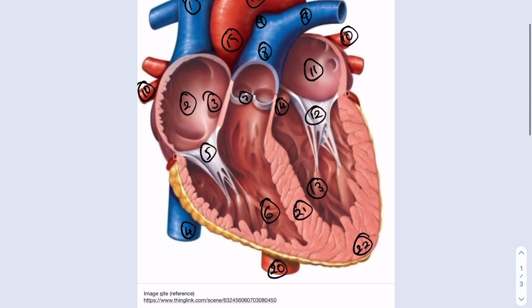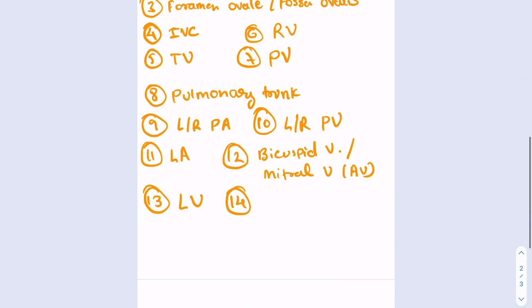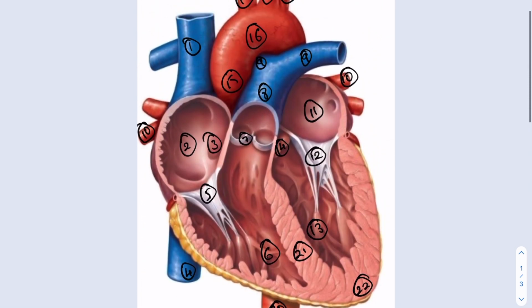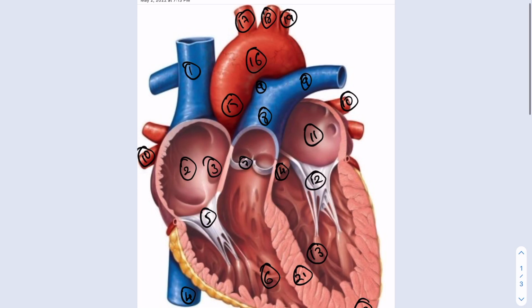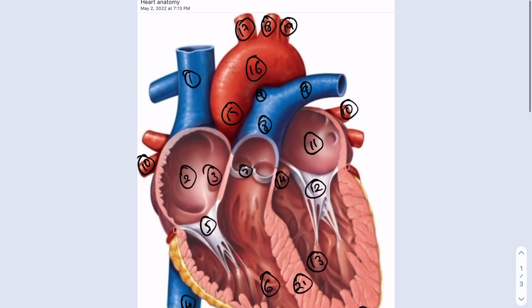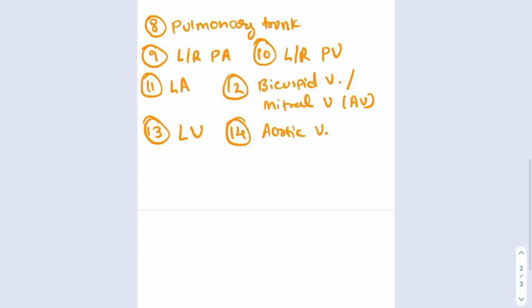Number 14 is aortic valve, and it basically is a passageway between the left ventricle and the aorta. Now it's in the ascending aorta, but the whole superior red structure indicated in the diagram here is aorta, and it basically opens into the ascending aorta, which is number 15. Number 15 is ascending aorta.